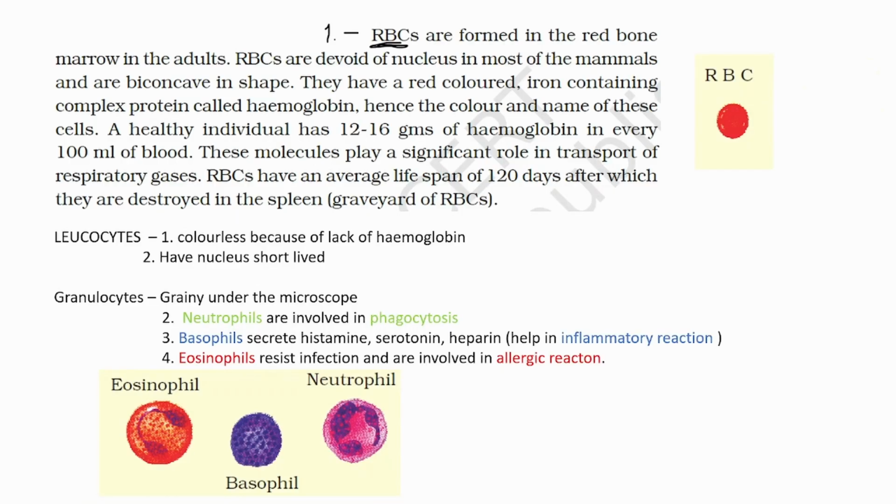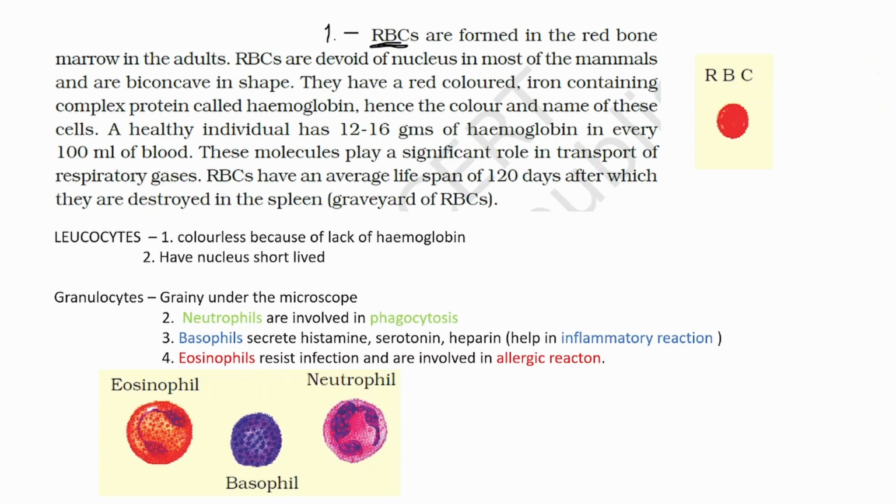Next, coming to blood corpuscles part. So there are three types: RBCs, leukocytes, and platelets. Three parts are given in NCERT. So starting with RBCs, it starts with very basic facts like RBC is biconcave in shape in most mammals. It has a quaternary protein called hemoglobin, which gives it its red color.